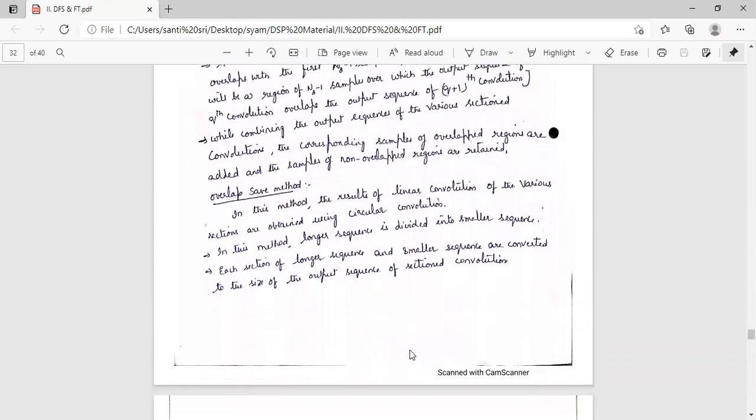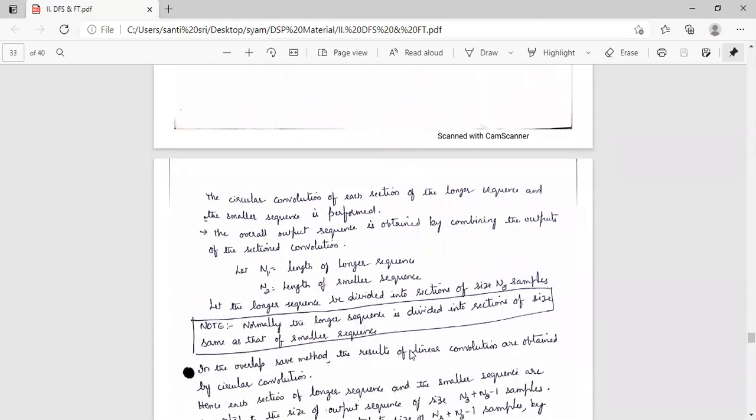In this method, the results of the linear convolution of the various sections are obtained using circular convolution. The longer sequence is divided into smaller sequences. Each section of the longer sequence and the smaller sequence are converted to the size of the output sequence of sectioned convolution. So the circular convolution of each section of the longer sequence and the smaller sequence is performed. The overall output sequence is obtained by combining the outputs of the sectioned convolution.